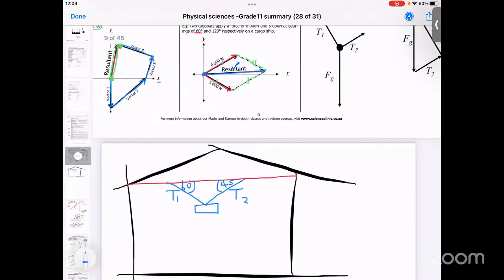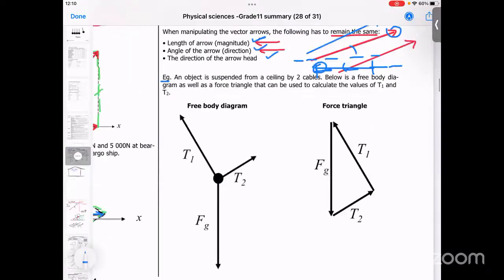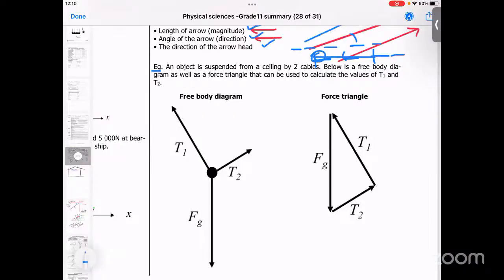What did they say in terms of the physics English? An object is suspended, being the projector may be suspended from a ceiling by two cables. You saw those cables most. So now this is a free body diagram as well as a force triangle that can be used in order to calculate tension 1 and tension 2. So when we calculate the tensions, we are simply referring to the force experienced by the rope, being rope 1 and rope 2. That's why it will be tension 1 and tension 2.